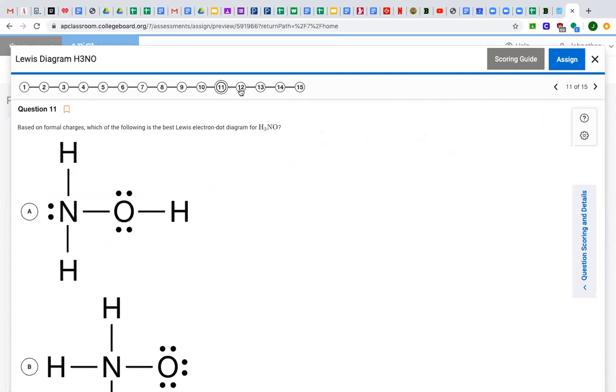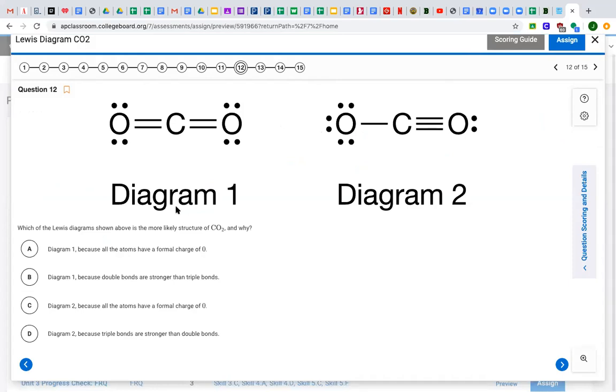Good. Okay, so let's move on to number 12 here. All right, diagram 1, diagram 2. Which of the Lewis diagrams shown above is the more likely structure of CO2 and why? All right, so now we should be able to see this, right? Be able to see which diagram is better and why. So just take a quick look. I'll just pause for 5 or 10 seconds here.